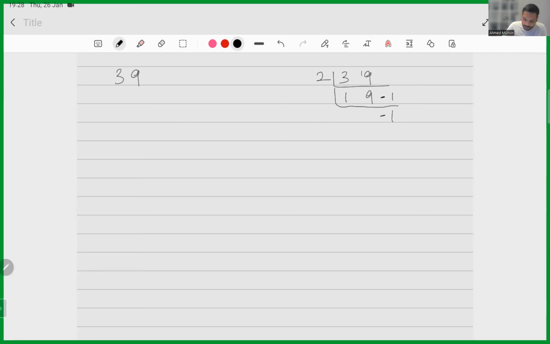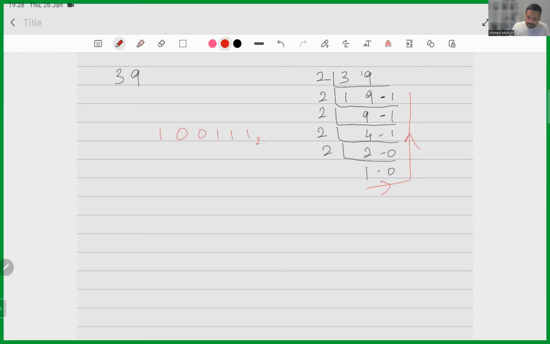Right, divided by 2, in 19, how many do we have? We have 9, remainder 1. In 9, how many 2's do we have? We have 4 2's and we have 1 remainder. In 4, how many 2's do we have? We have 2 and there is no remainder. And in 2, how many 2's do we have? We have 1 and the remainder is 0. There is no remainder. So again, let's keep in mind our answer goes this way and then it goes upwards. So our answer is going to be 1 0 0 1 1 1.